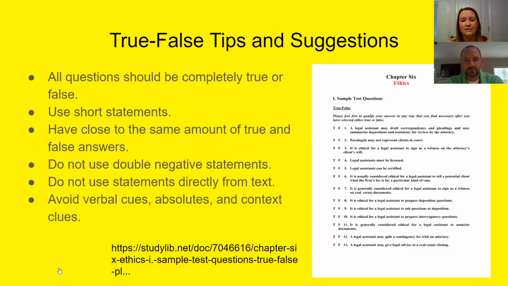Try to have close to the same amount of true and false answers, because if there are a lot of true or a lot of false, a student may think that they are incorrect on some. Don't use double negative statements. That just confuses students. Do not use anything directly from the text. That is either going to make a student question the answer or know for sure it's true because they've read it. And avoid using verbal cues, absolutes, and context clues.